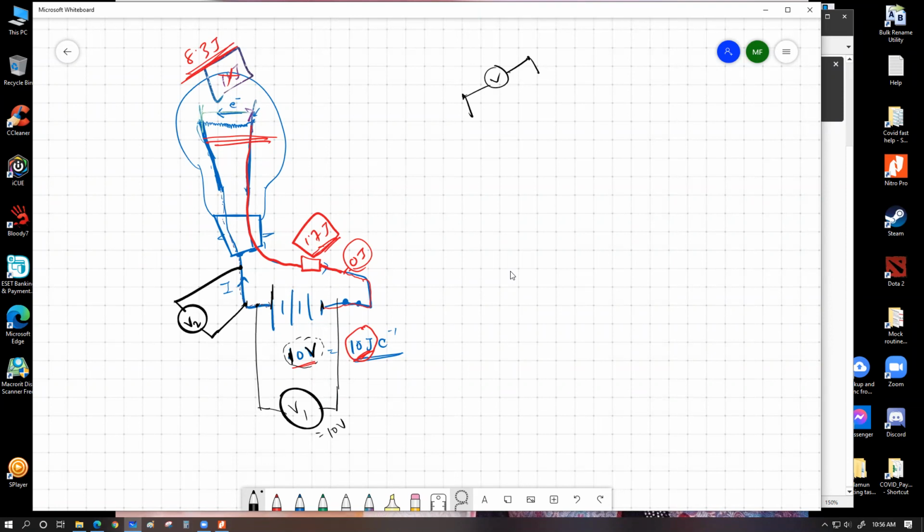10 volts. How? Have a look. This voltmeter is connected between this point and this point. Do we have any energy conversion happening within these 2 points? No, sir. This is a simple piece of connecting wire, right?